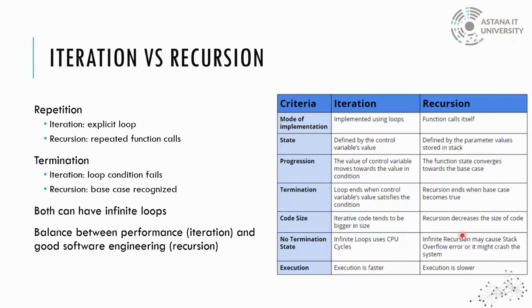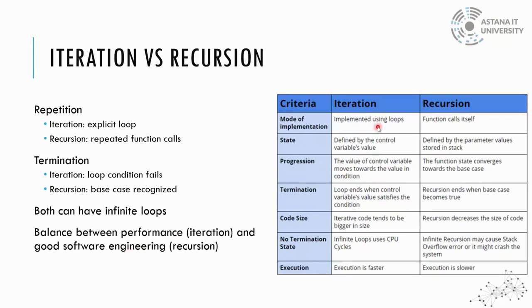It can also be summarized as that for the repetition, iteration uses an explicit loop, recursion uses repeated function calls. The termination occurs in the iteration when the loop condition fails, and in the recursion when the base case is recognized. Both can have infinite loops, but as you may know, infinite recursion may lead to stack overflow. So this is kind of a balance between performance and good software engineering, because if we're talking about performance, it's more about the iteration.